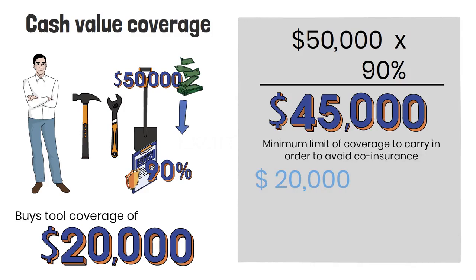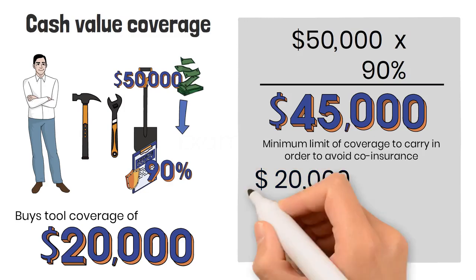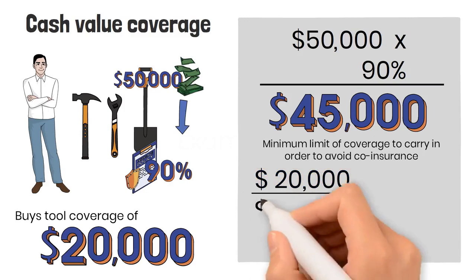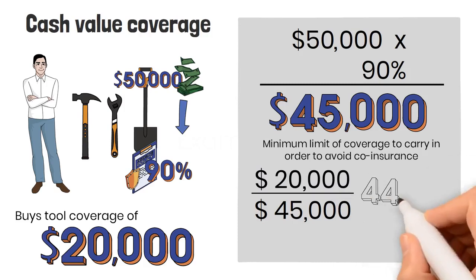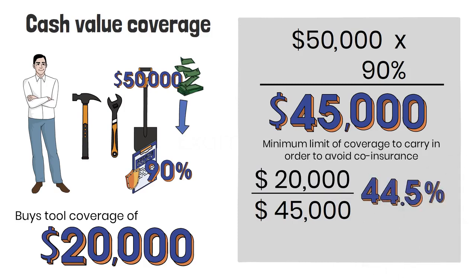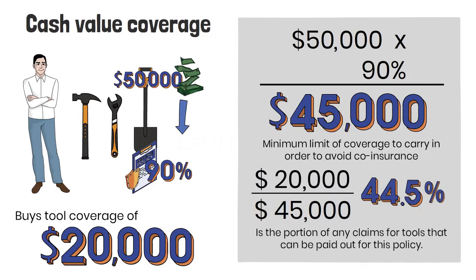The following calculation is performed. $20,000, the amount insured for, divided by $45,000, the minimum amount the tools should have been insured for, gives us a total of 44.5%. 44.5% is the portion of any claims for tools that can be paid out for this policy.